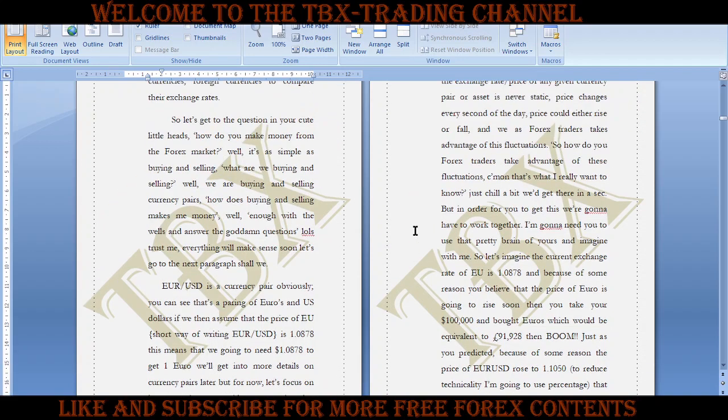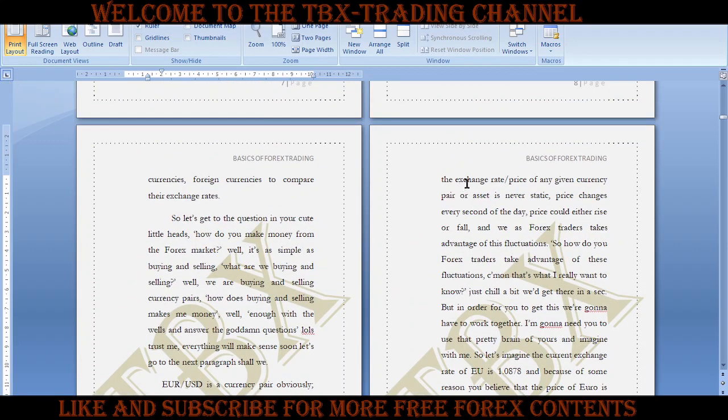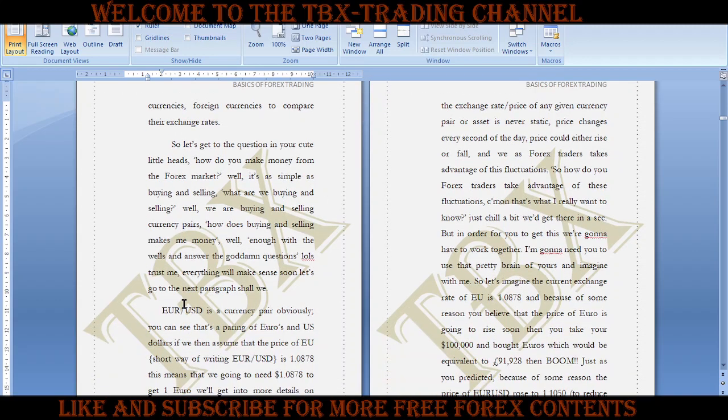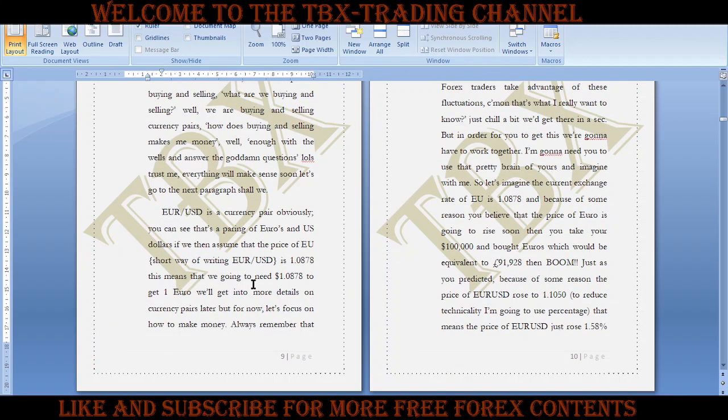So let's focus on the money. The exchange price of any given currency pair or asset is never static. This is how we actually make money from forex. The exchange price of a particular currency pair is never static. So this price, 1.0878, is actually never static. Every single second, the price changes, almost every single second.